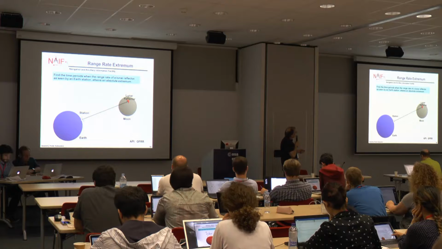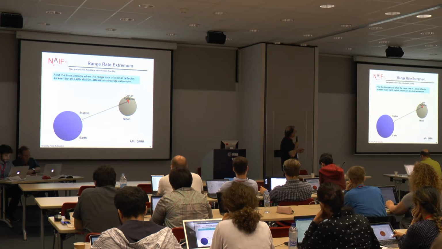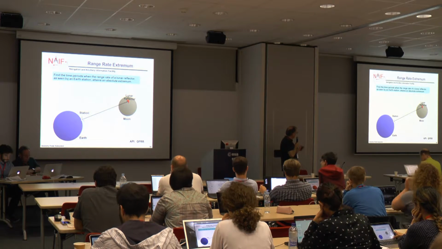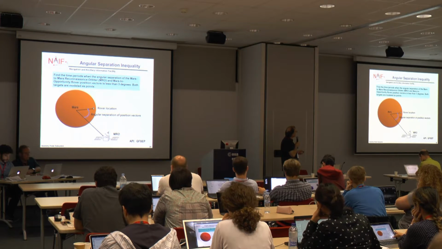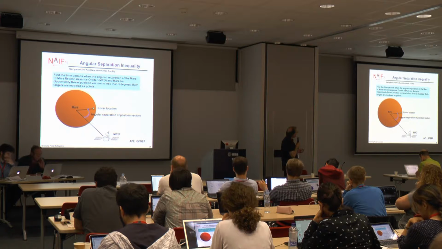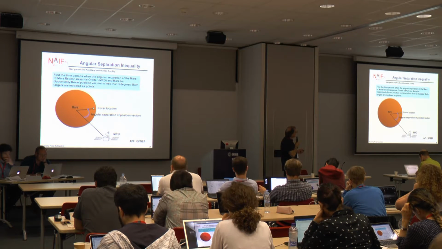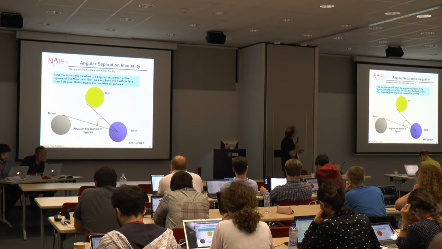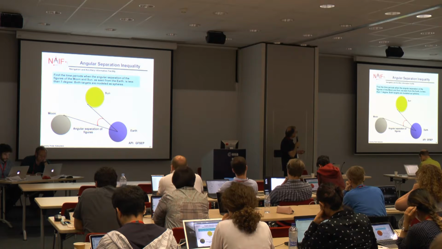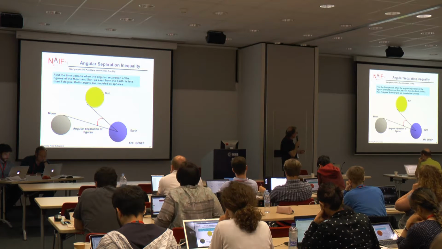Find time periods where the range rate of a lunar reflector as seen by an Earth station attains an absolute maximum. Find time periods when the angular separation of Mars Reconnaissance Orbiter and Mars Opportunity rover position vectors is less than 3 degrees. Both targets are modeled as points. Find time periods when the angular separation of the figures of the moon and sun as seen from the Earth is less than 1 degree. Both targets are modeled as spheres.